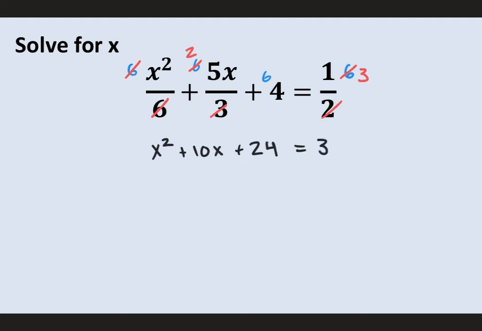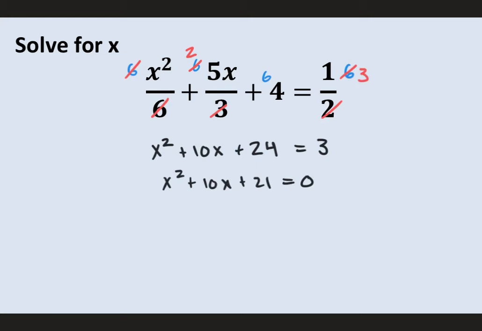Well, this is a quadratic. I see that x squared. That tells me it's a quadratic, so I'm going to subtract the 3 to the other side to make it equal 0. So I get x squared plus 10x plus 24 minus 3, which is 21, equal to 0. Because this is how we solve quadratics. We make them equal to 0.